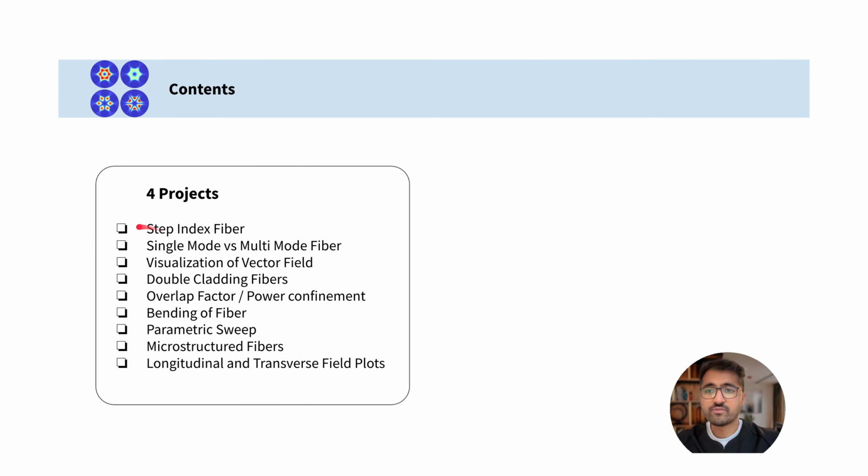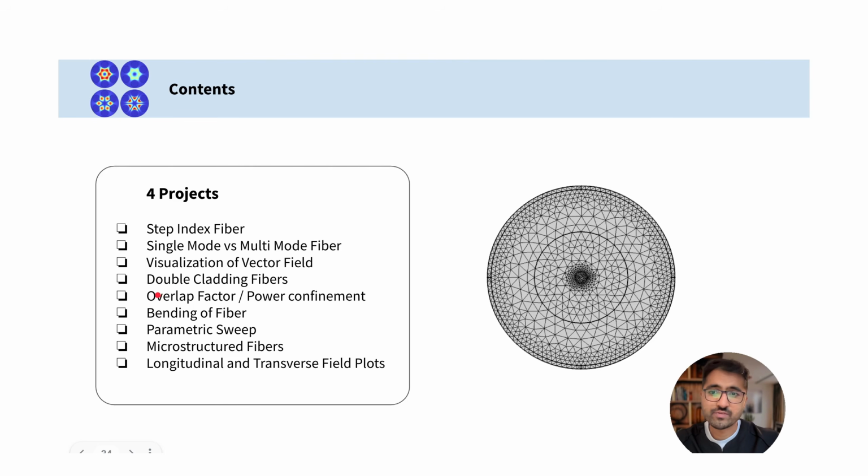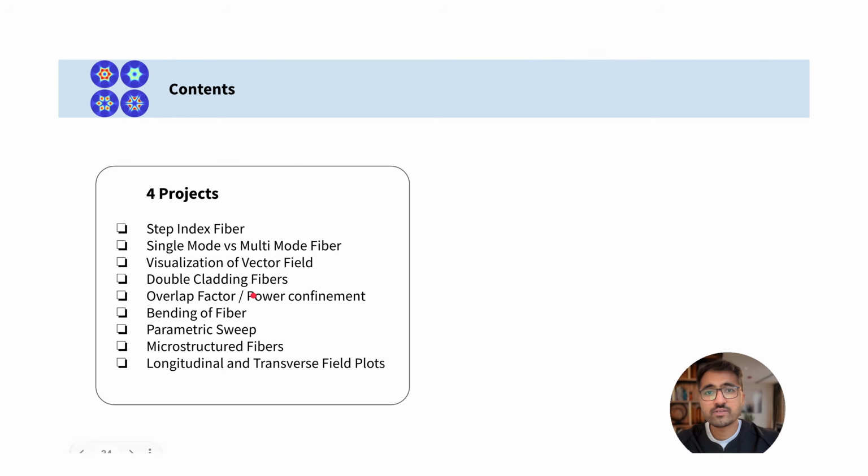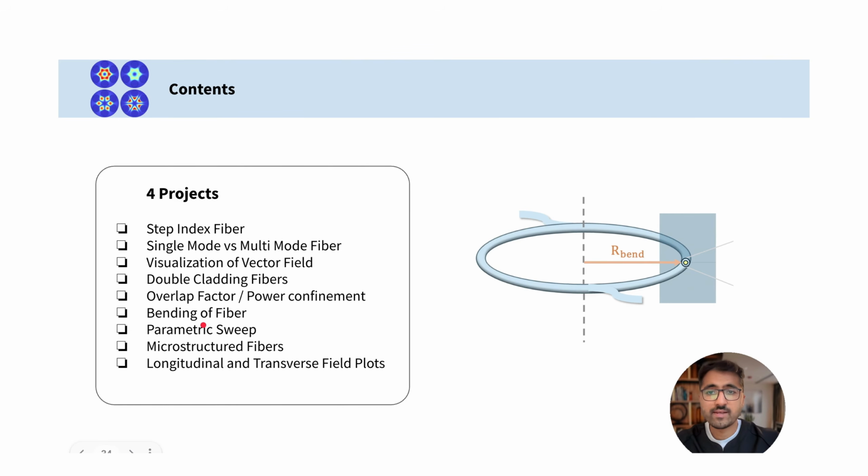So in these projects, we will discuss step index fiber, then single mode versus multi-mode fibers, then visualization of vector fields. That is, we see how the electric and magnetic fields are oriented in a given mode. Then we talk about double-cladding fibers, then overlap factor or power confinement. This means how much percentage of power is confined to the core or cladding. Then we also talk about bending of fiber. That is how the mode is affected when we bend a fiber.